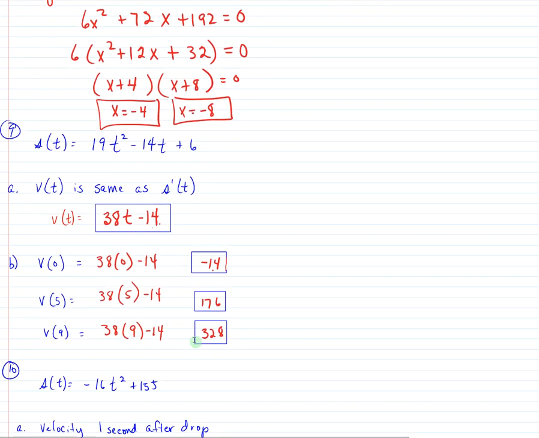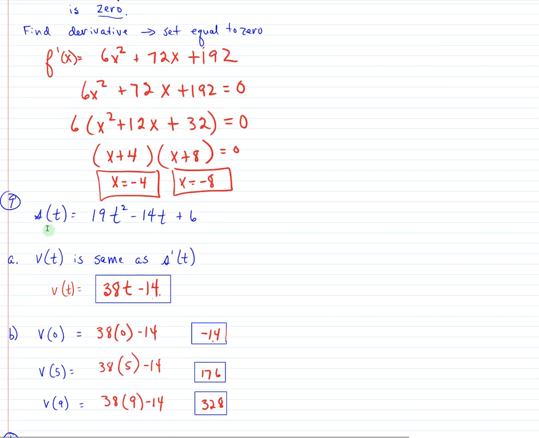Number 9 gives you a position function, 19t squared minus 14t plus 6. And I believe it wants you to find the velocity. The velocity is the same as s prime. So take the derivative of this. You get 38t minus 14.